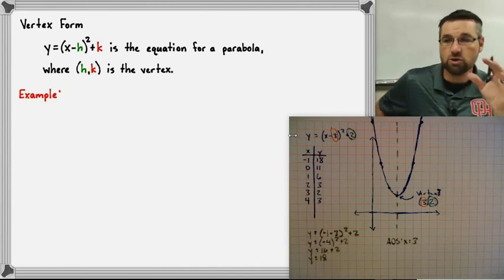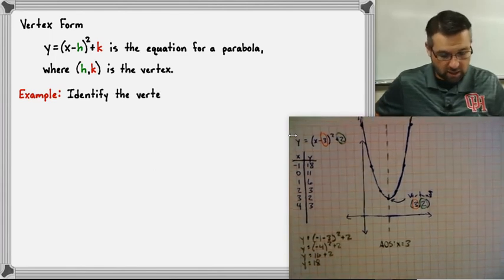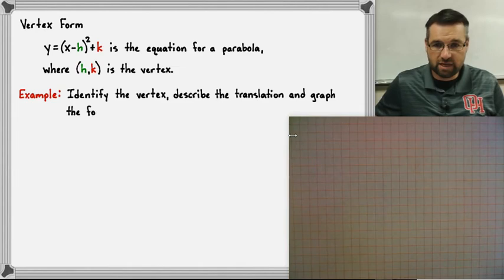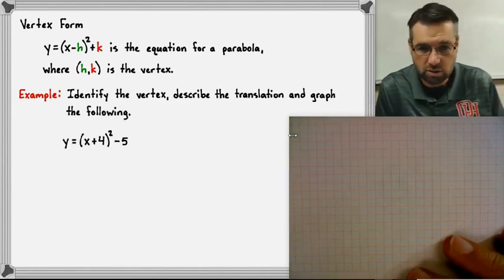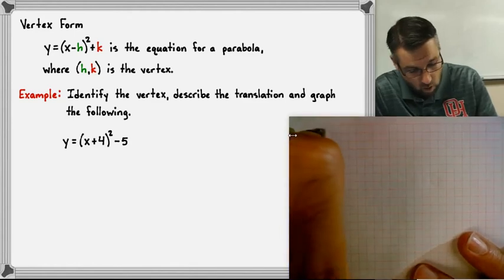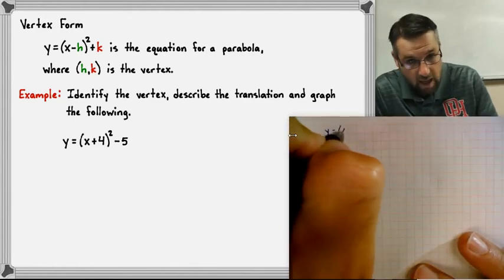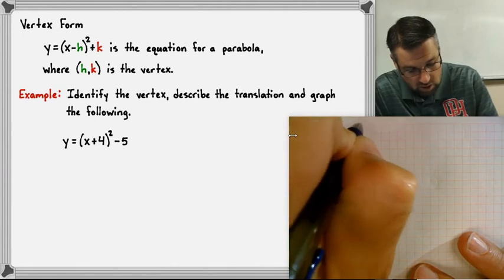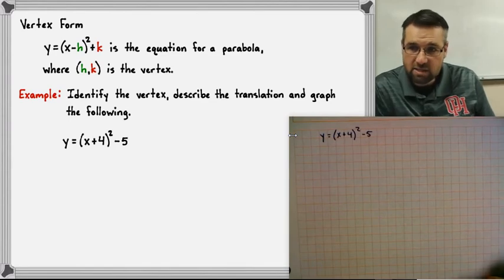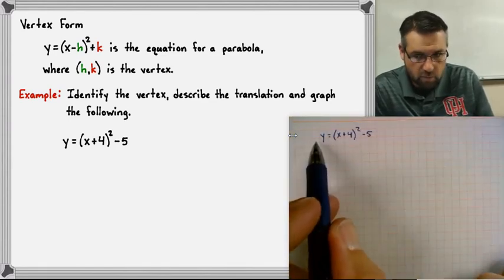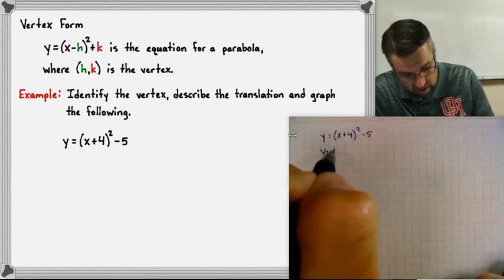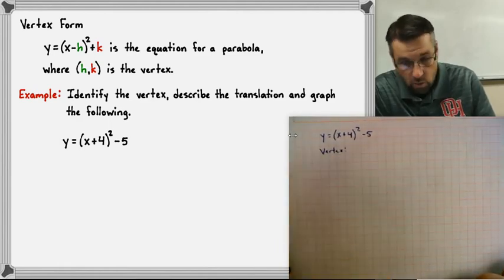Let's go ahead and take a look at an example of this, because I know this can be a little bit overwhelming for you. It says identify the vertex, describe the translation, and graph the following function. So this function says y equals (x plus 4) squared minus 5. So that's my quadratic function. I want to first identify the vertex. Now this is something that you want to get used to.